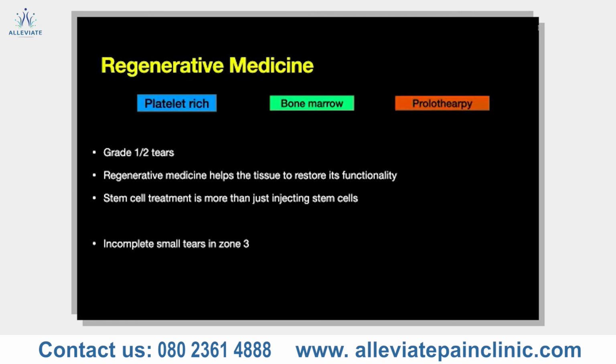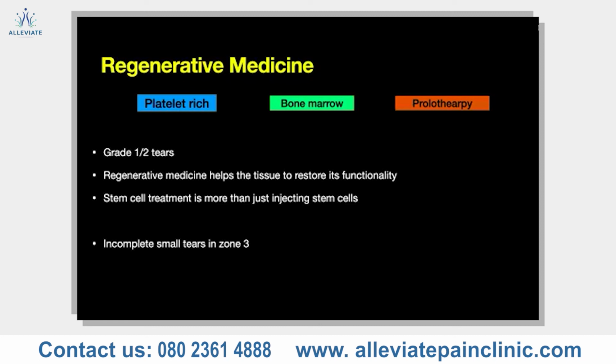So coming to the role of regenerative medicine in meniscal tears. Meniscal tears which are grade 1 and grade 2 can be treated with regenerative medicine. In regenerative medicine, we have many different types of therapies: platelet-rich plasma, called PRP, bone marrow aspirate, and the third one is prolotherapy. Any of these modalities can be used for meniscal treatment only if the tear is grade 1 or grade 2.